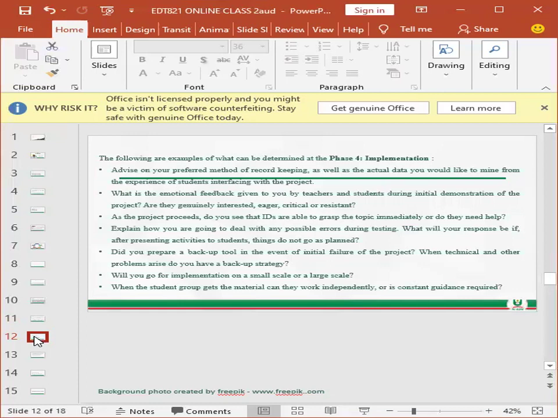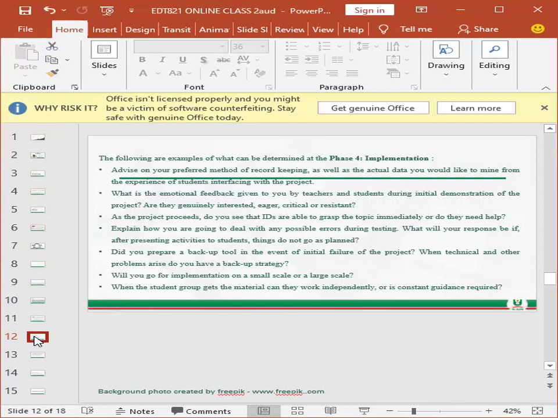Also, we have this phase 4, which is implementation stage. So the following are what can be determined at this implementation stage. One, advice on your preferred method of record, as well as the actual data you would like to mine from the experience of students interacting with this project. Something like, what is the emotional feedback given to you by teachers and students during the initial demonstration of the project? Are they genuinely interested, eager, critical, or resistant?